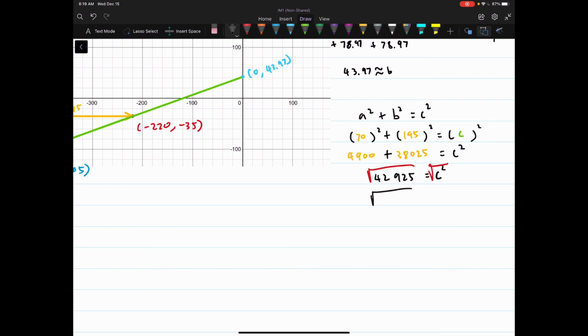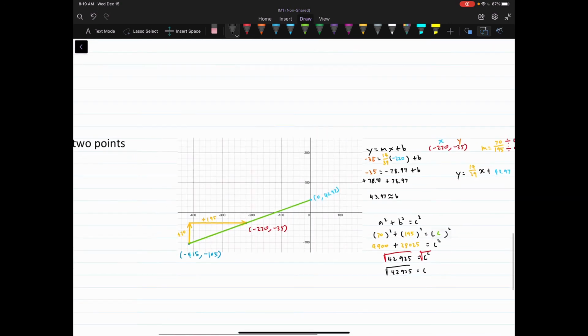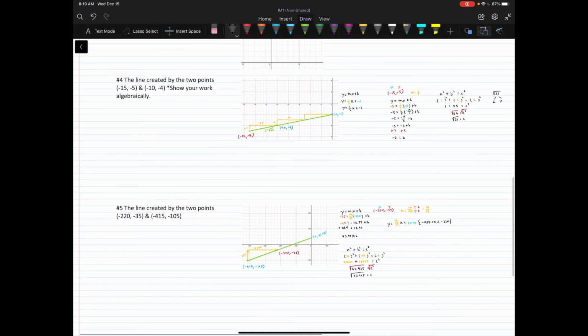My answer is going to be the square root of 42,925 is equal to c. That's my final answer. Obviously, if you wanted to simplify this, you can, but I'm pretty satisfied with not simplifying it. If you didn't simplify it, that's fine.